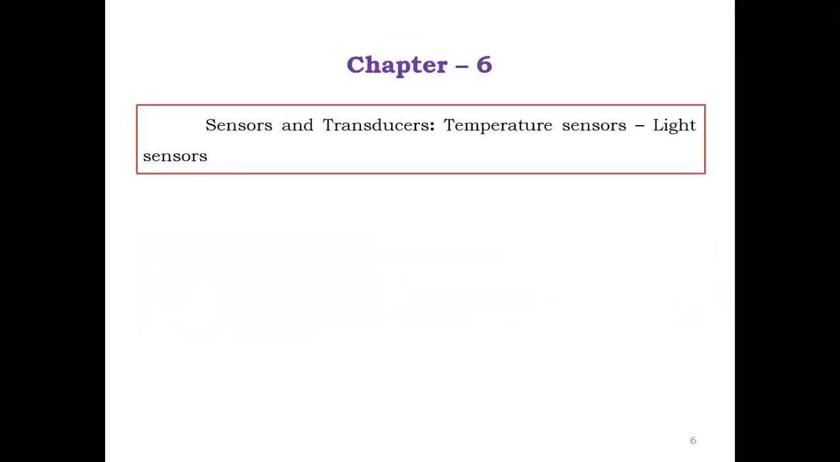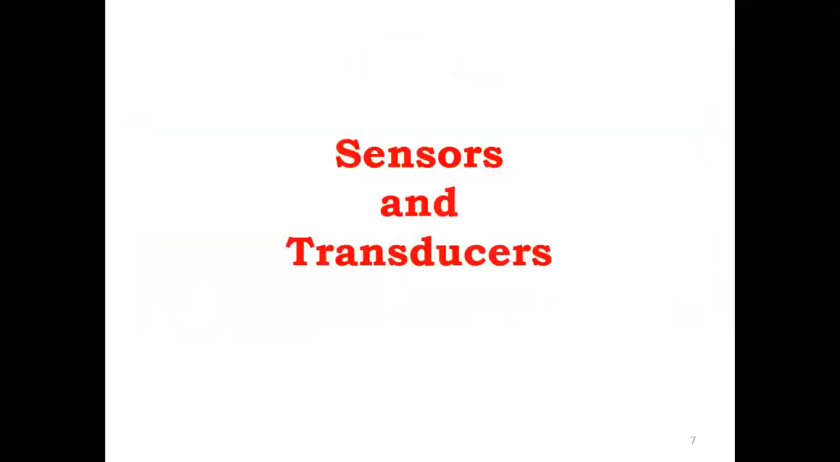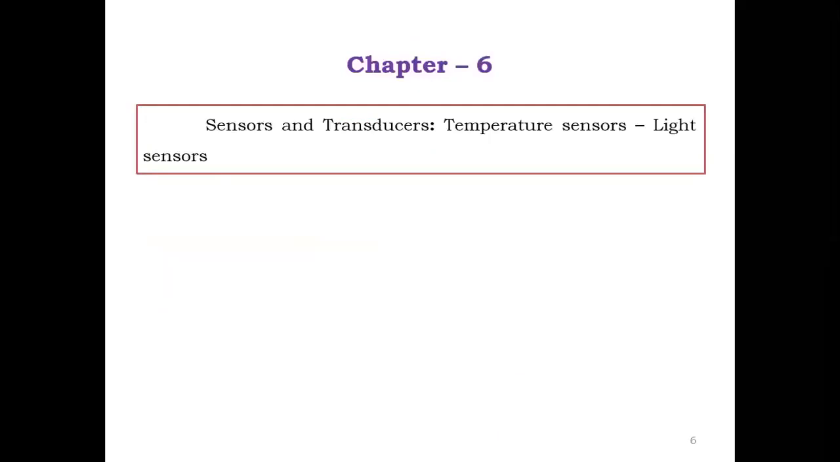So, today we are going to see about temperature sensors and light sensor. Last class we discussed different kinds of sensors, like Hall effect sensors and eddy current sensors. This is the last chapter in unit number 1. Finally, we are going to discuss different types of temperature sensors and the light sensor. Let's see what a temperature sensor is.